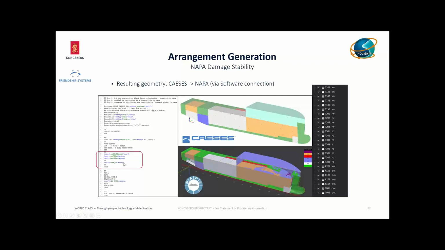So here's part of the code where we create all the bulkheads, all the transversal bulkheads, the longitudinal ones, and all the room creations. So the features give strings that are recognized by NAPA, and when we run NAPA in the background, you can see how we get exactly the same vessel that we are seeing in CAESES.